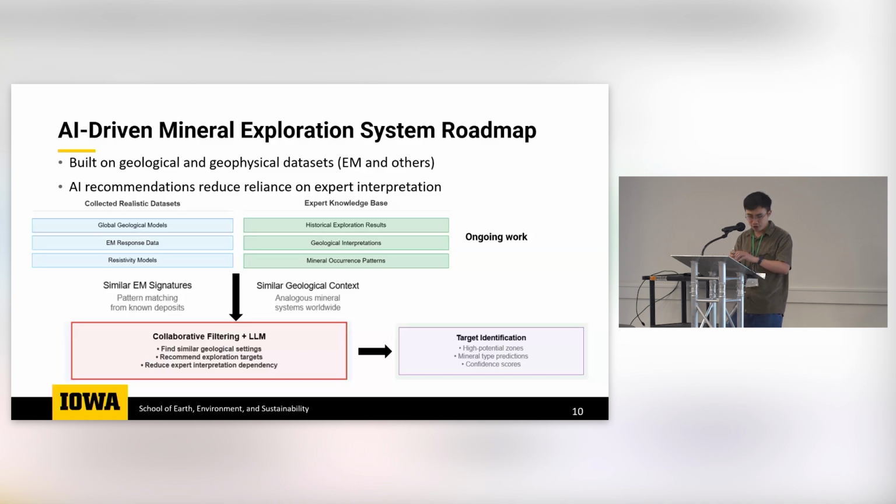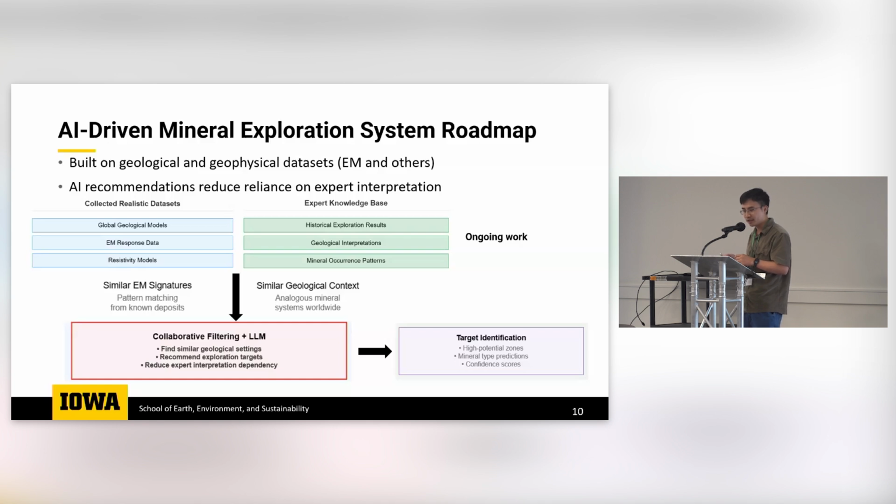So when we face a new site, we can collect data from the new site to analyze similar EM signatures and similar geological contexts. Then we use these new algorithms to recommend where the targets, the high potential zones, or the mineral types might be, because we can find similar patterns from our historical data sets. This work is still ongoing. We're trying to get more data to put into the database.